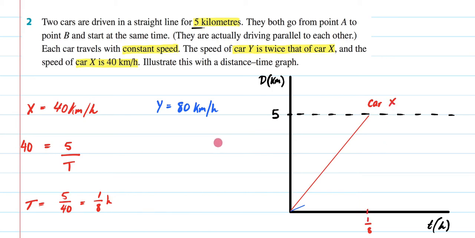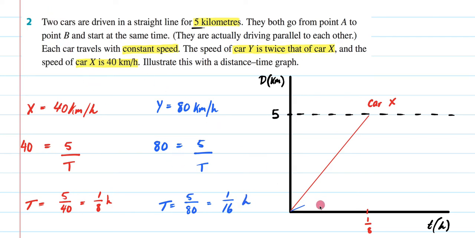We're going to do the same thing now for car Y. Again, we know that speed equals distance over time. In this case, my speed is going to be 80 kilometers an hour, so I can get rid of that and in its place put 80. Once again, my distance is going to be 5 kilometers, so let me put a 5 there. Then after some rearranging, T is equal to 5 over 80, which is the same thing as 1 over 16. So it's 1/16th of an hour.